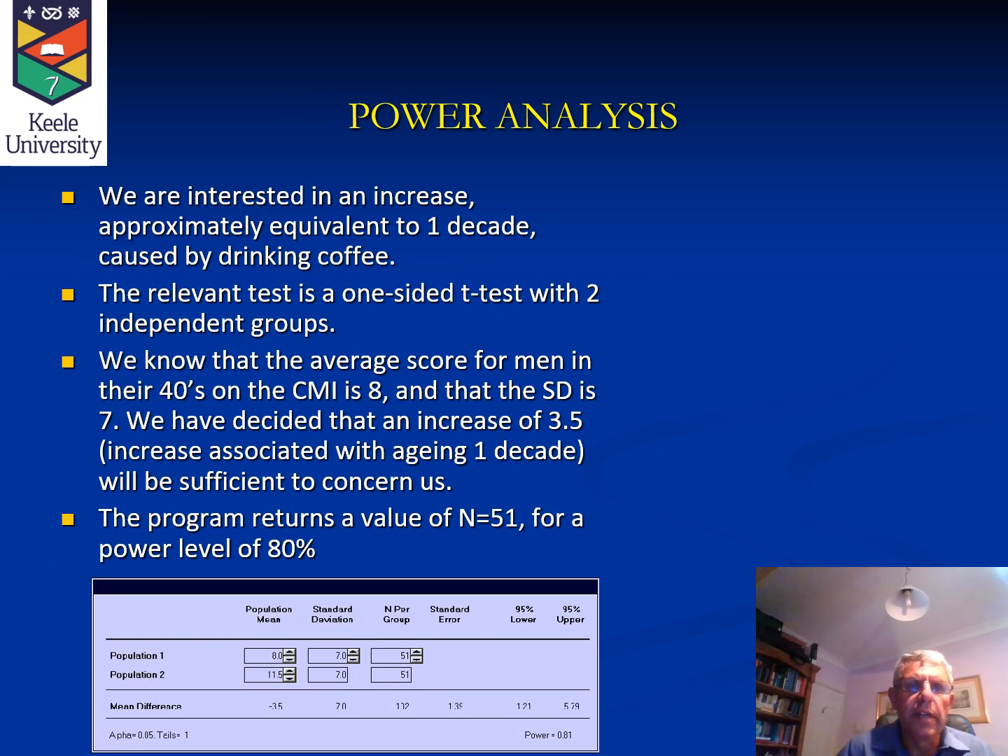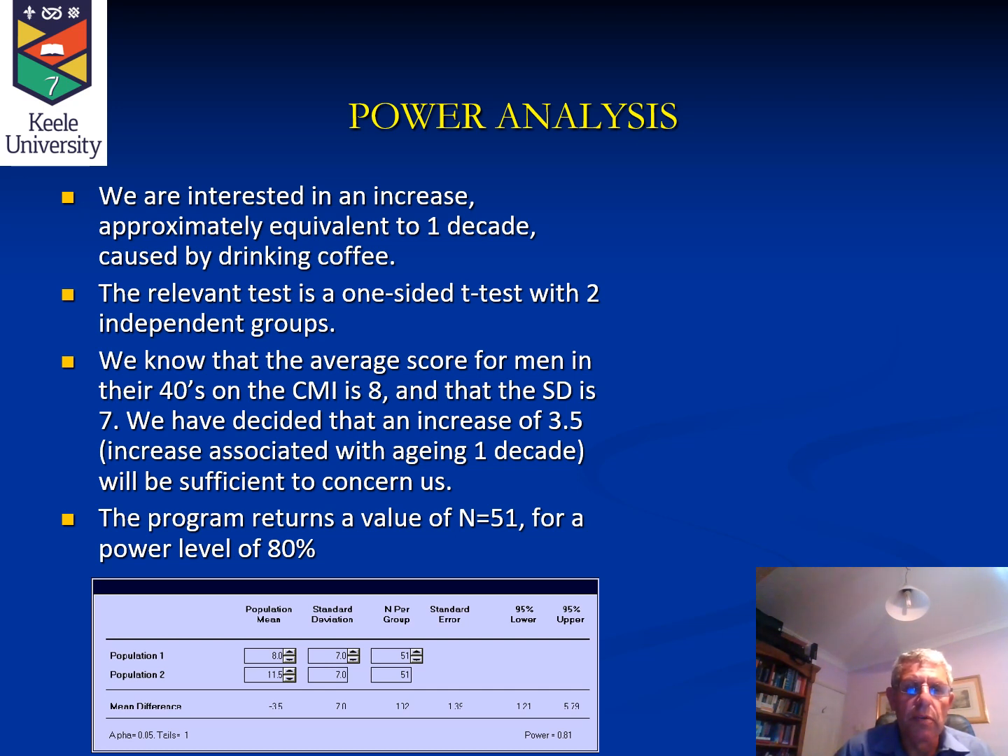So we're interested in an increase approximately equivalent to 1 decade caused by drinking coffee. And thinking back to our earlier presentation on inferential statistics, the relevant test would be a one-sided t-test with 2 independent groups, one drinking coffee, one not drinking coffee. We know that the average score for men in their 40s on the CMI is 8, and that the standard deviation is 7. We've decided that an increase of 3.5 will be sufficient to concern us.